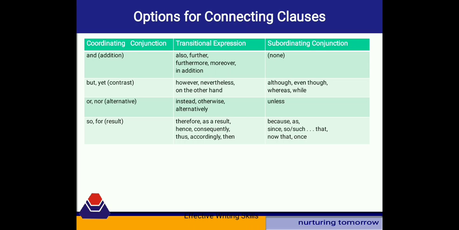We can use instead, otherwise, alternatively as transitional expressions, or unless as a subordinating conjunction. So these are to show result. As a transitional expression, we can use therefore, as a result, hence, consequently, thus, accordingly, then, etc. And for subordinating, we can use because, as, since, so, such that, so that, now that, etc.